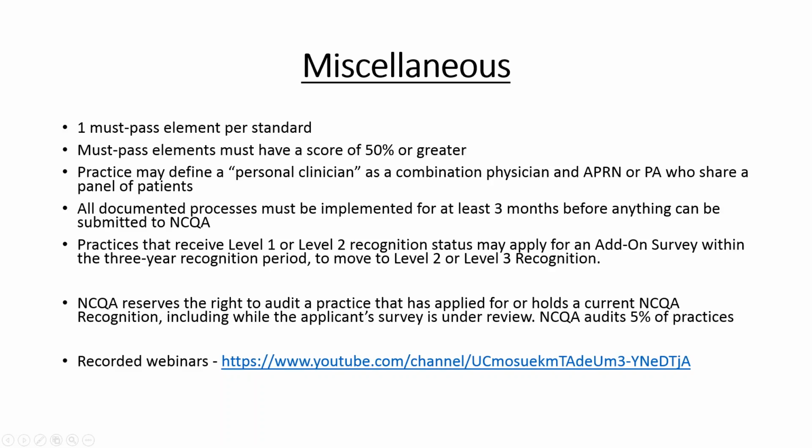Keeping in mind again that all documented processes, which a lot of these elements require, must be implemented for at least 3 months before anything could even be looked at being submitted to NCQA. So all of these documented processes and policies that we're putting together have an implementation or revision date on them, and these need to be in place for at least 3 months before anything is looked at. So we can't create all of these policies this month and have them all in place in July and be thinking that we can submit anything before the end of October. But even the end of October would not be feasible because there's a lot of tweaking and different changes that would need to be going on.